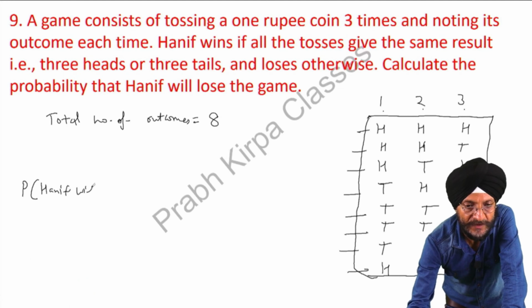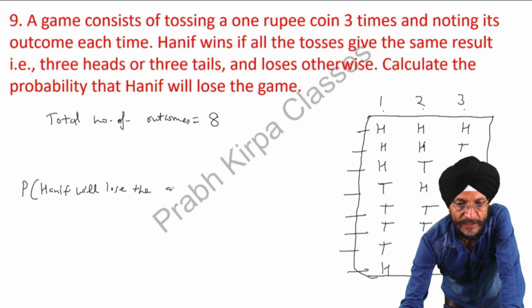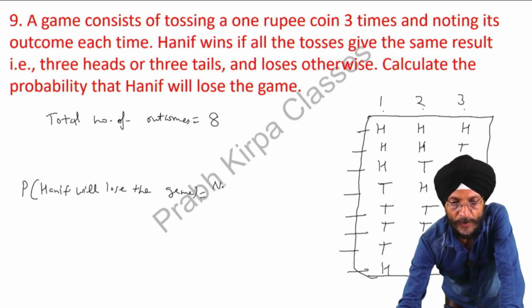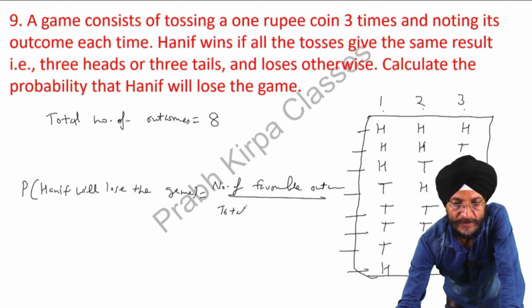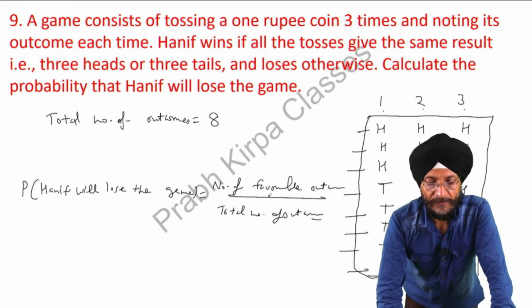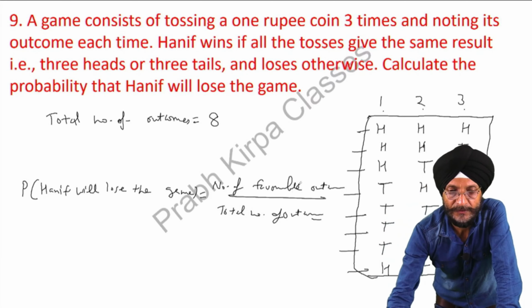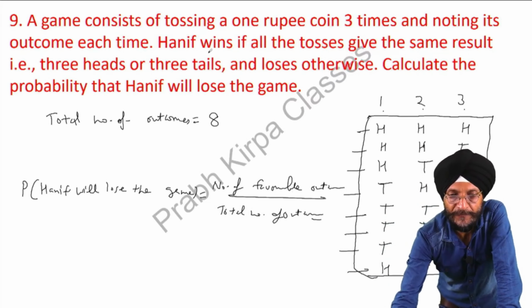Hanif will lose the game. Here we are to find out the number of favorable outcomes. It is to be divided by the total number of outcomes. So what are the favorable outcomes? That Hanif will lose the game.